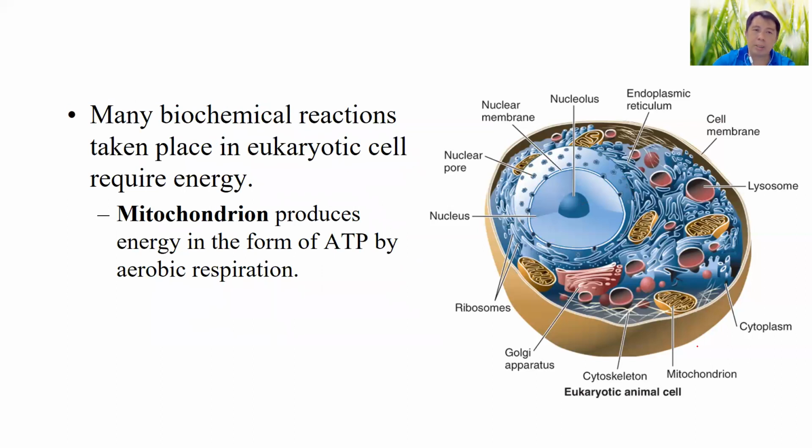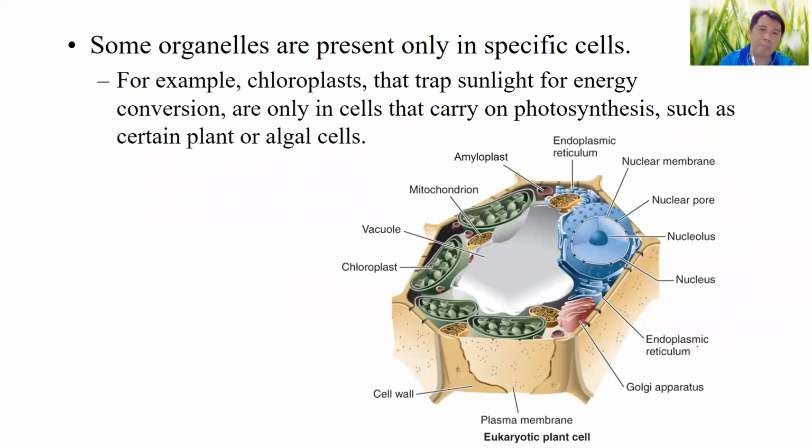Many biochemical reactions taking place in eukaryotic cells require energy. So the mitochondria will produce energy in the form of ATP by aerobic respiration. And some organelles are present only in specific cells. For example, chloroplast is used to trap the sunlight for energy conversion in photosynthesis. So they are only found in certain plant cells or algal cells.